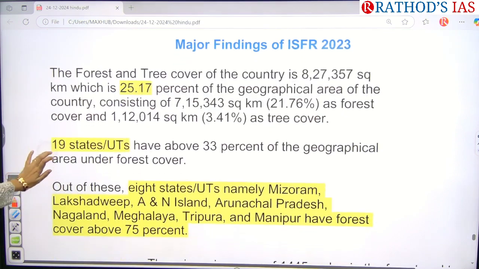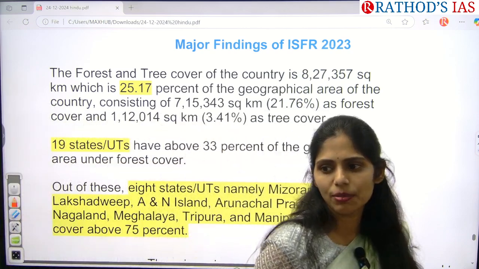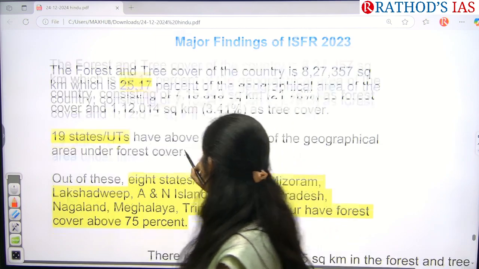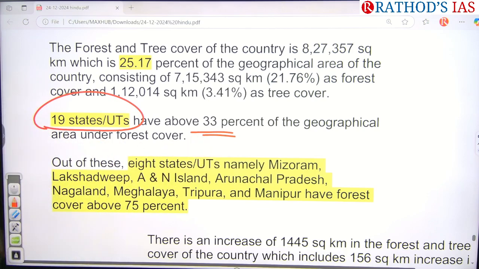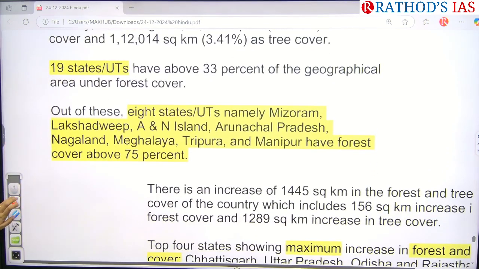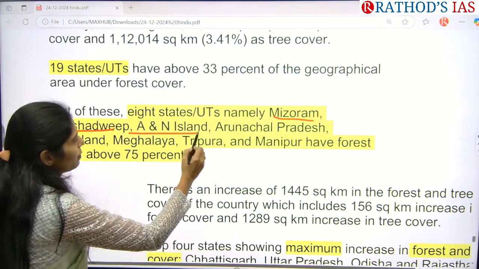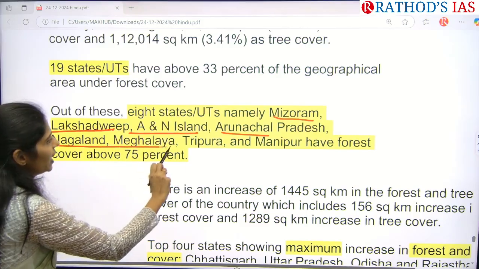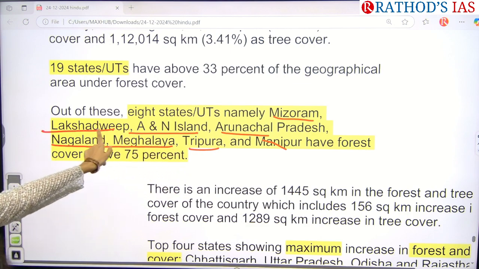Okay. So actually this report is saying that overall in our country, tree and forest cover contributes about 25.17%. And apart from this, 19 states and union territories have around 33% of their area filled with forest cover. Especially a huge amount of forest and tree cover is seen in states like Mizoram, Lakshadweep, Andaman and Nicobar, Arunachal Pradesh, Nagaland, Meghalaya, Tripura and Manipur. See, mostly we have the Northeast, Lakshadweep and the Andaman and Nicobar Islands.